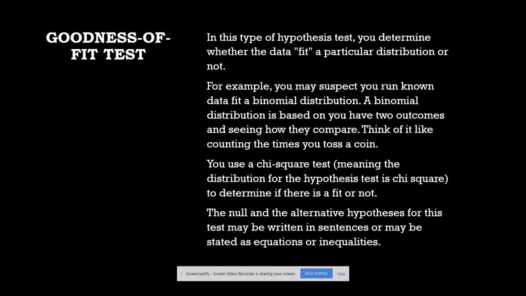So, in the goodness of fit test, in this type of hypothesis test, you're going to determine whether the data fits a particular distribution or not. And we're going to do the next video on this.